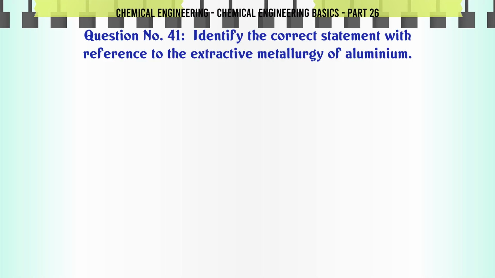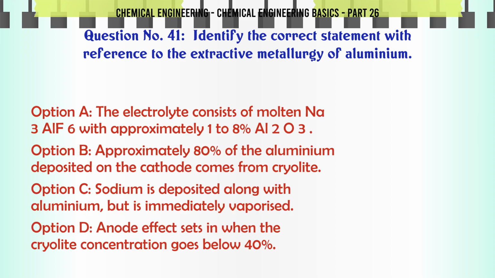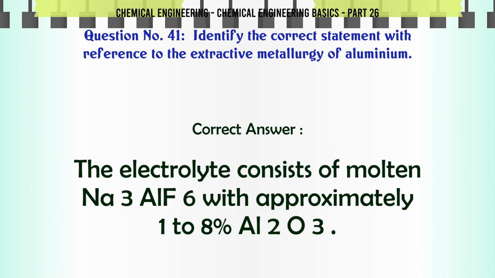Identify the correct statement with reference to the extractive metallurgy of aluminium. A. The electrolyte consists of molten Na3AlF6 with approximately 1 to 8% Al2O3. B. Approximately 80% of the aluminium deposited on the cathode comes from cryolite. C. Sodium is deposited along with aluminium but is immediately vaporized. D. Anode effect sets in when the cryolite concentration goes below 40%. The correct answer is the electrolyte consists of molten Na3AlF6 with approximately 1 to 8% Al2O3.